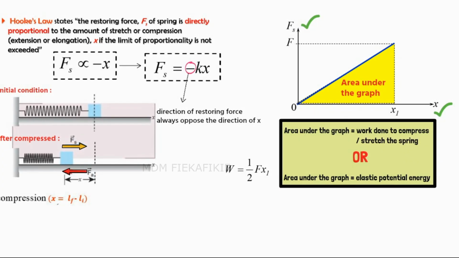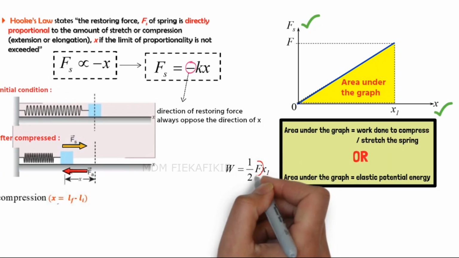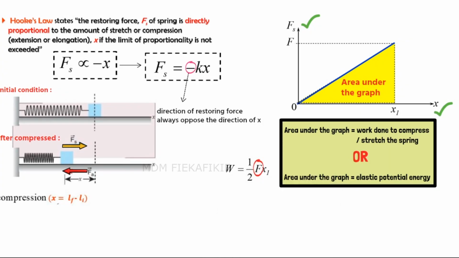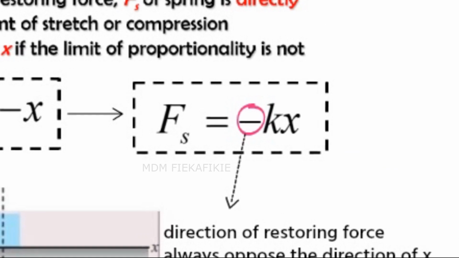So by referring to the graph, so we can calculate the area under the graph is equal to half times F times x1, di mana F is equal to kx, dan bila kita gantikan dalam equation, kita akan dapat satu equation W is equal to half kx squared. Therefore, we can relate that area under the graph is equal to elastic potential energy.